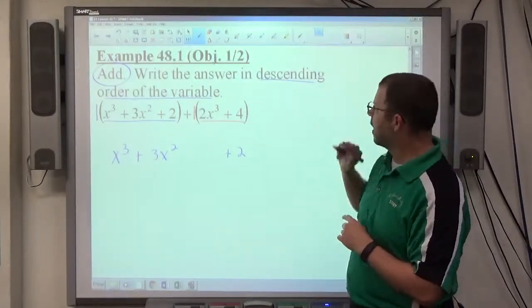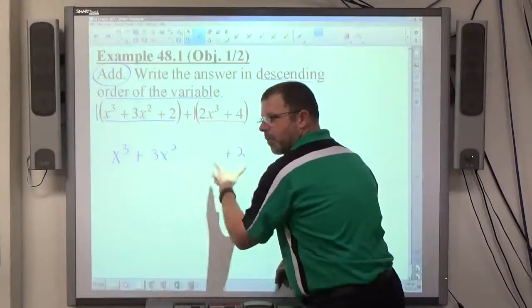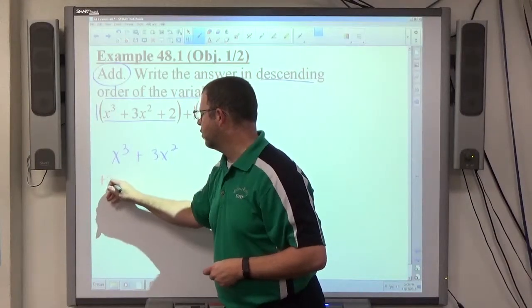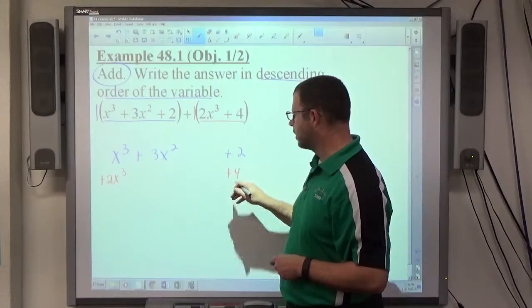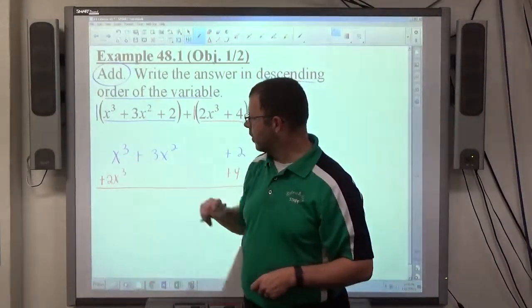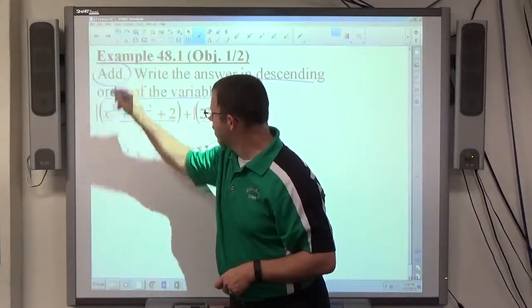For the second one, I'm going to line up like terms. So instead of writing this over here, I'm going to line up stuff. I'm going to put columns here. So 1 times 2x cubed makes plus 2x cubed. And then 1 times 4 is going to be plus 4. How many x cubes is this blue one? 3. This blue one? 1. That's just 1, right? 1x cubed.